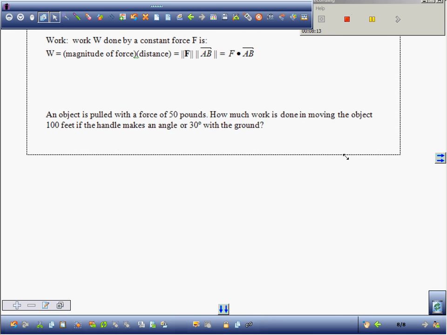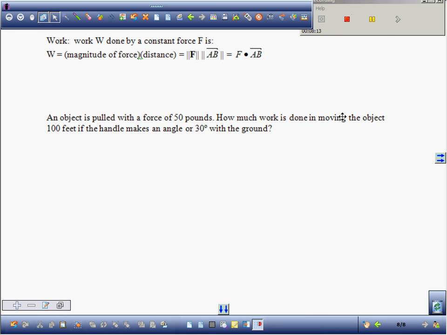So work is just what it kind of sounds like. It's measured in foot-pounds, okay? And it's a force applied to moving something in a certain direction. So I'm going to just kind of teach you this one by example.